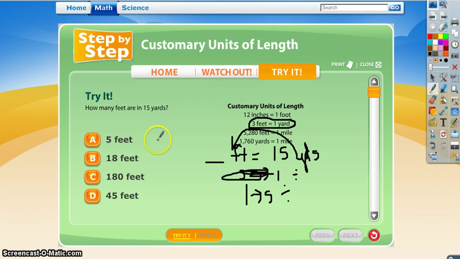Okay, so we have 15 yards, and I know that there are 3 feet in a yard. So I can simply multiply these two factors together. 3 times 5 is 15. Carry my 1. 3 times 1 is 3, plus 1 more is 4. So there are 45 feet. There are 45 feet in 15 yards.